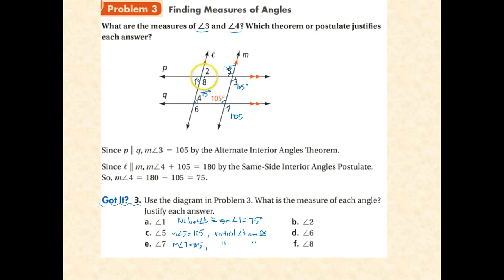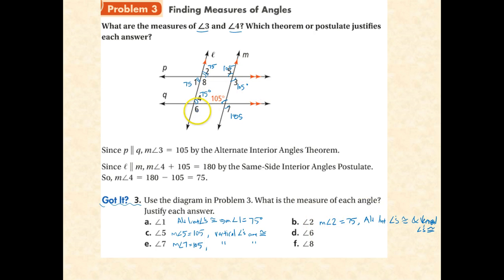Angle 2, let's see, we already said angle 1 was 75. Angle 2 is a vertical angle to angle 1, so we got measure of angle 2 equals 75. And we used the alternate interior angles theorem and vertical angles.